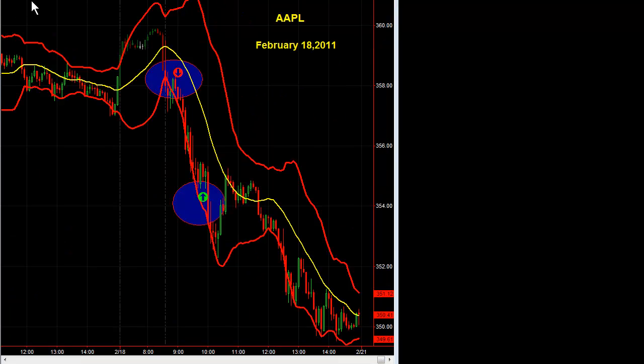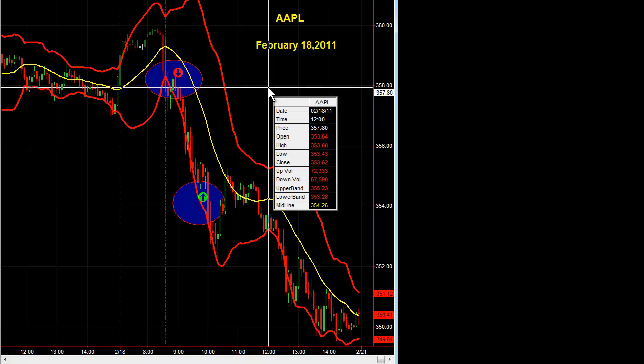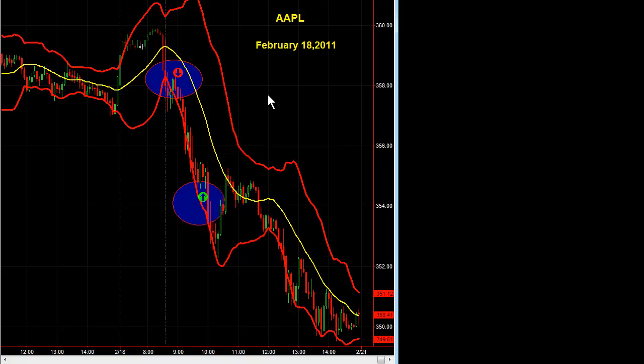This is Apple, and this is using a 5 minute chart. Our indicators of our trading model gave us a short right here at approximately 9 o'clock, and this was on February 18th, and it came in around 357.70. So the market broke down for Apple, and it had a great momentum to the downside, and you measure this momentum based on the Bollinger Band.